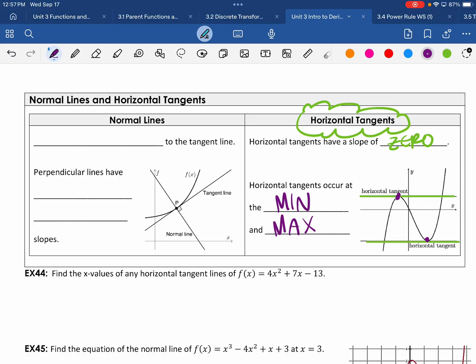Which is going to be important. That's like a whole unit. We talk about how to find maxes and mins and things like that using the derivative. So that's going to come into play a lot in like 2 units, I think.